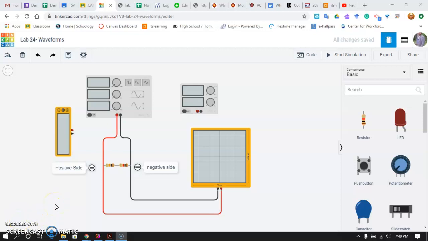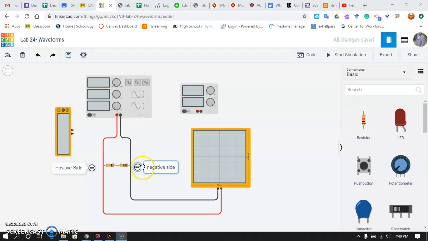Okay, guys, welcome back. We're going to look at the second part of Lab 24. The second part of Lab 24 looks at the AC signal, the alternating current signal. So when we're looking at this one, we need the oscilloscope again. We need the function generator, and we need our two resistors. Resistor 1 is our 10K ohm, and resistor 2 is our 1K ohm.